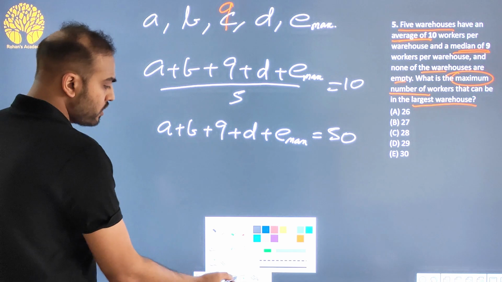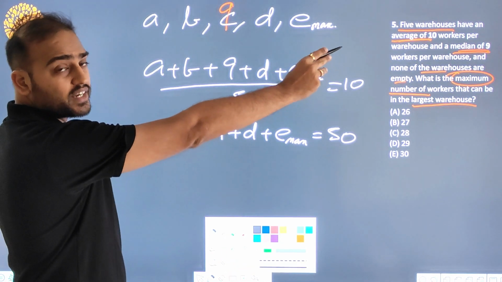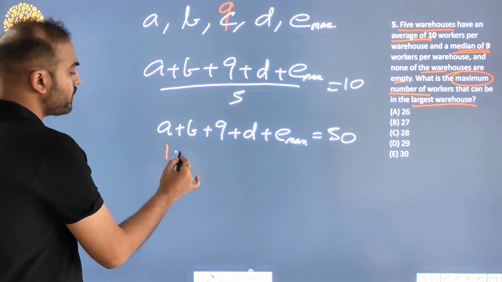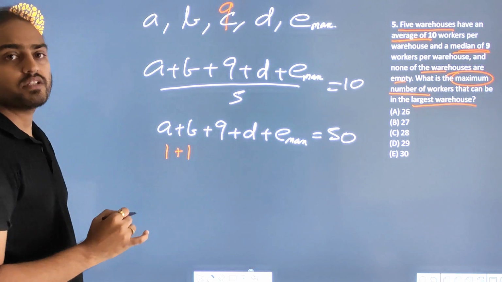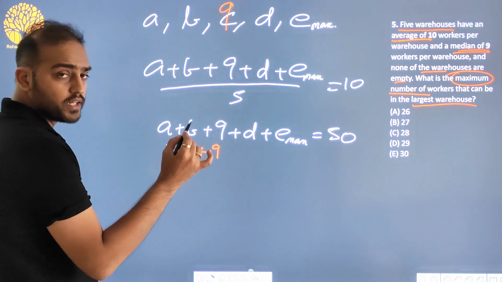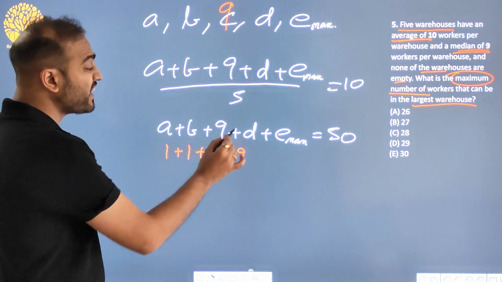So what will happen? Because it can't be empty. I'll send one person to warehouse A. The question doesn't say they are different values, right? No. So I will send one person to warehouse B. Warehouse C is already 9. D will be 9, cannot be 1.